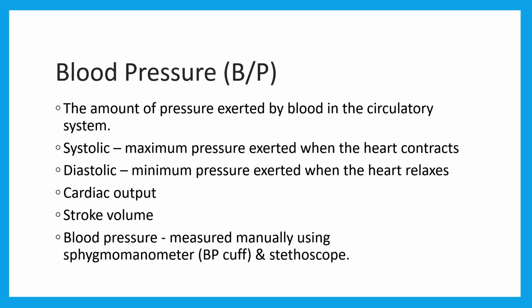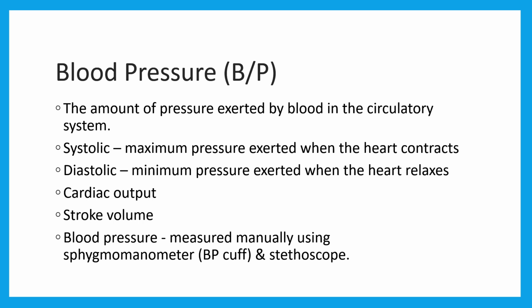This is a measurement of the amount of pressure that is exerted by the blood when it is flowing through an artery. The top number of the blood pressure reading is the systolic blood pressure. This is the maximum pressure that is exerted with a heart contraction that forces the blood into the aorta. This is also known as systole. Diastolic blood pressure is the minimum amount of pressure when the heart relaxes. Diastole.